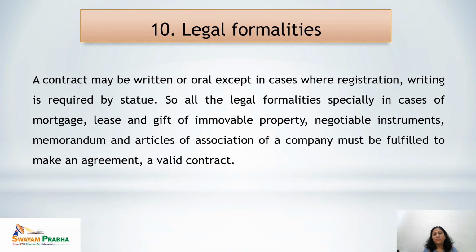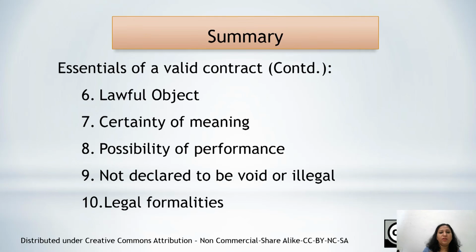Let's take an example. If in case of sale of immovable property, some stamp is required, and the stamp is missing, and all the other essential factors are present in the contract, in the absence of that stamp, this contract cannot be enforced. That means this is not a valid contract. So by now we have discussed the 10 points that are essential for a valid contract.